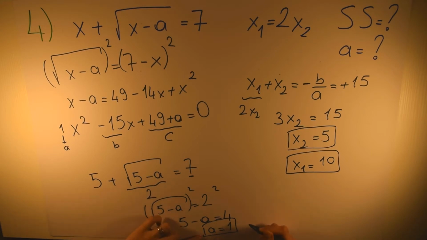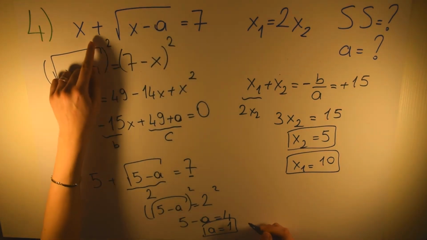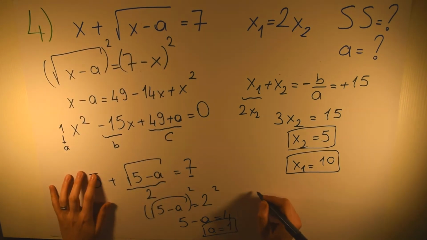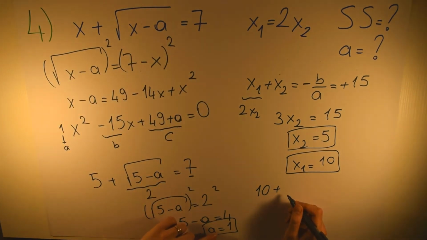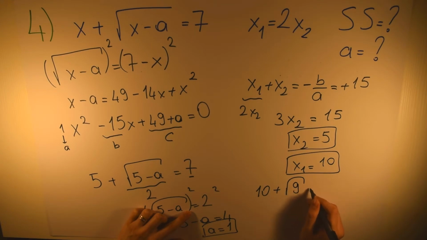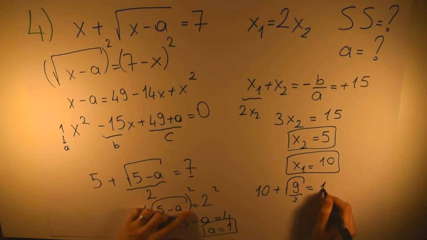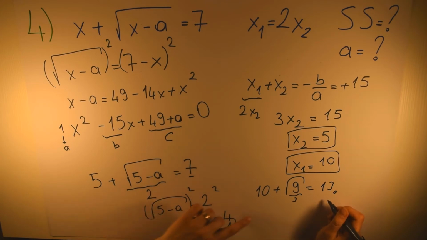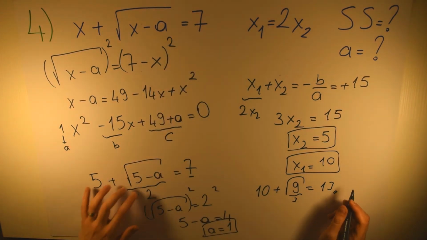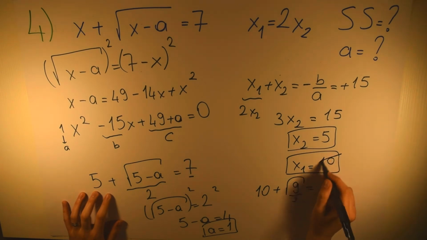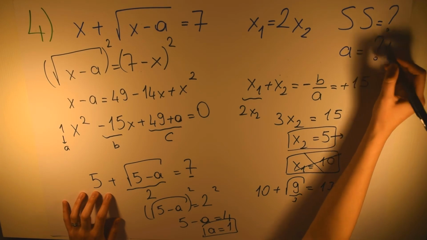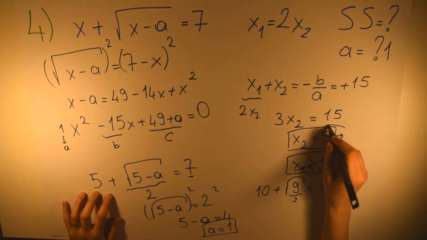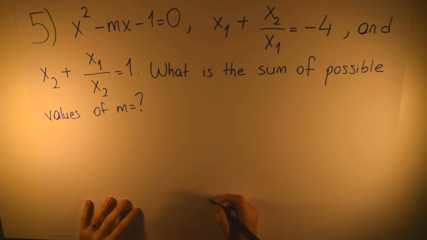So when I put 1 instead of a here, and then when I put x as 10, let's see what is happening here. It's 10 plus square root of 10 minus 1, it's 9, square root of 9, which is equal to 3, so this is equal to 13, which does not give us the right answer. So it means 10 is not one of our roots. So here 5 is the only solution we have. So a is equal to 1, and our solution set is only 5.